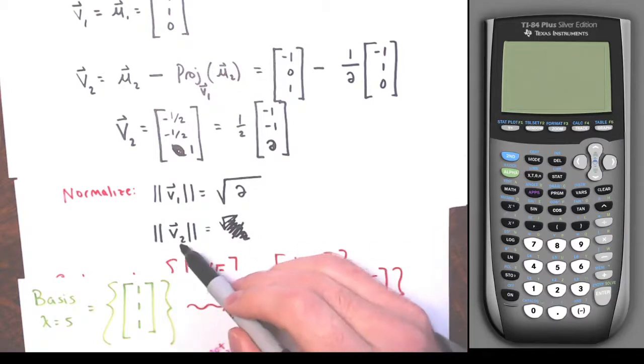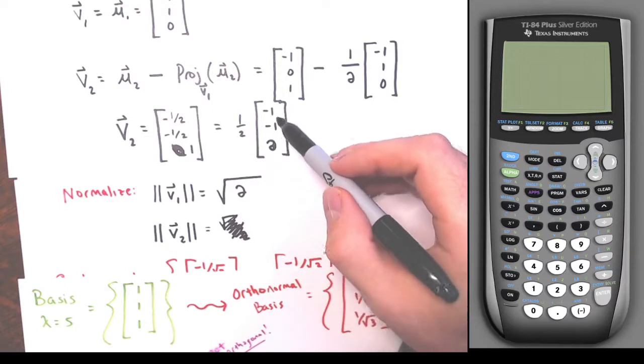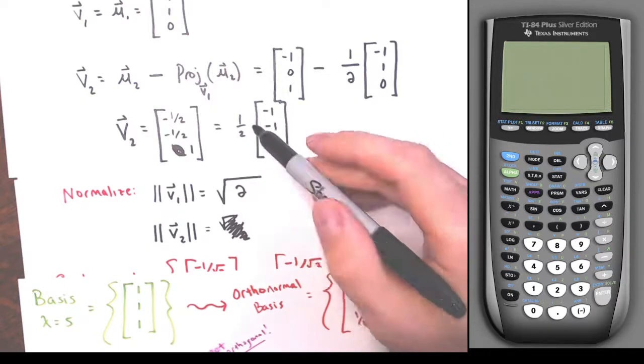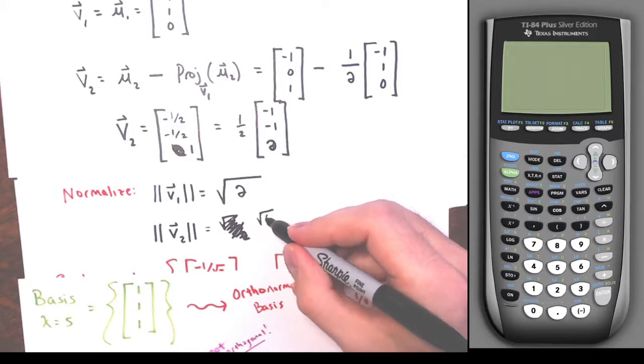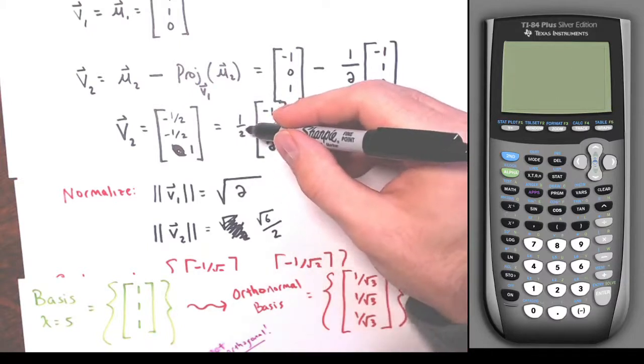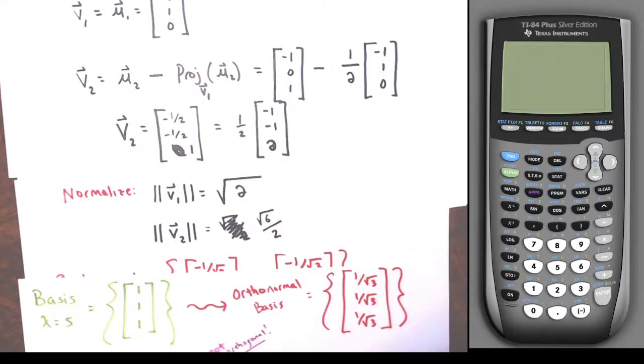The norm of V2 would be half of the norm of this vector, which would be the square root of 1 plus 1 plus 4. That's the square root of 6. So it would be the square root of 6 cut in half, not the square root of 3. Then multiplying by the reciprocal of this gets rid of the 2's and puts all these over the square root of 6.